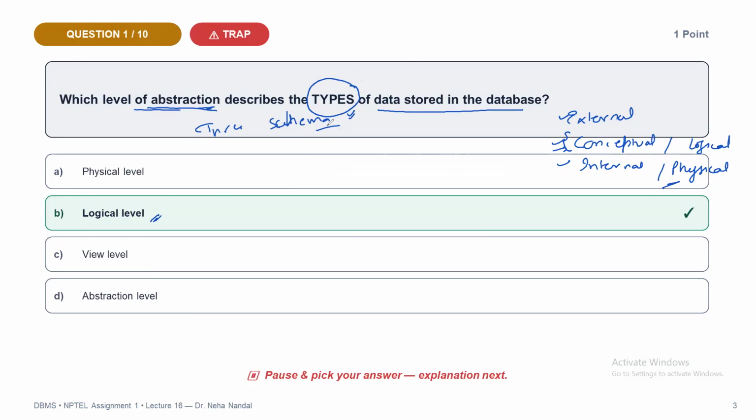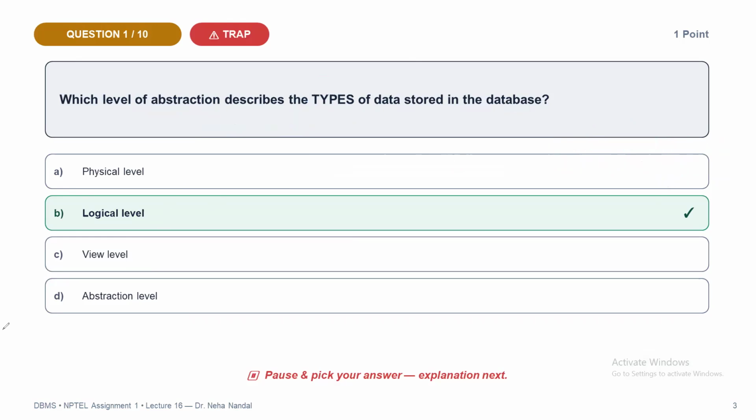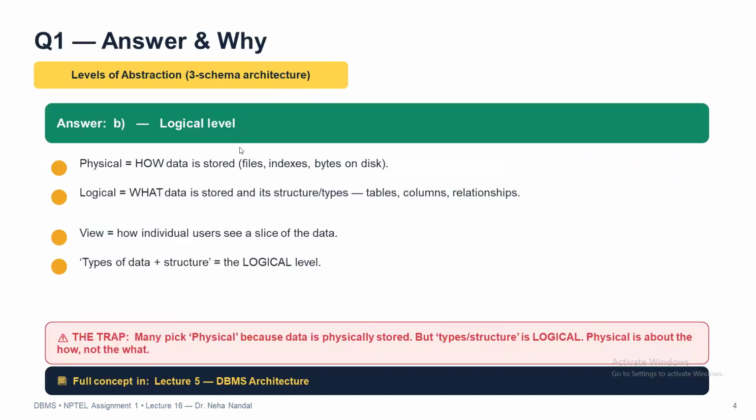So let's see what is the work of these levels one by one. It will be a revision for you also. Our answer is logical level. What is the work of the physical level? How data is stored: the files, indexes, bytes on the disk, where the data is given space in the disk. That is all about the physical level.